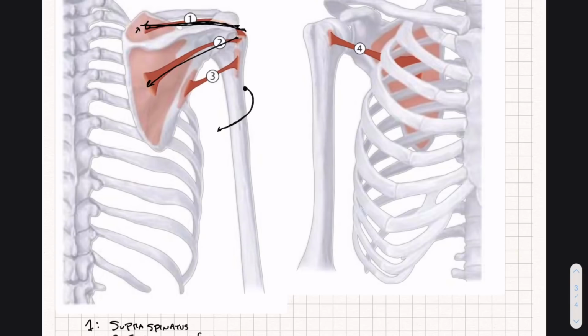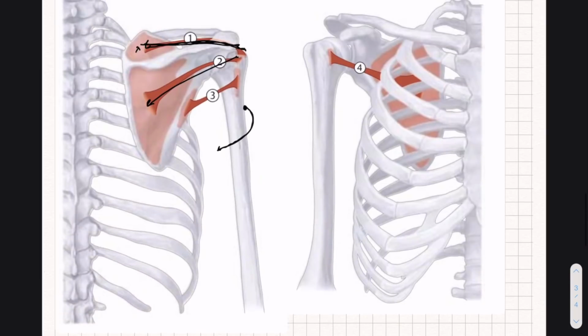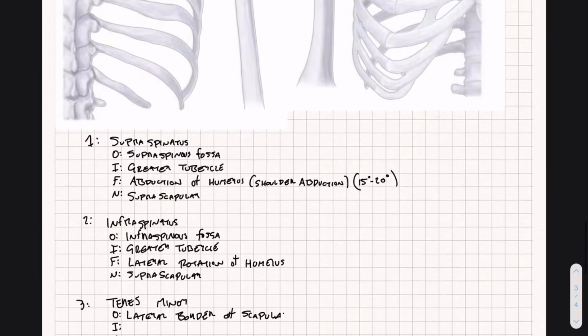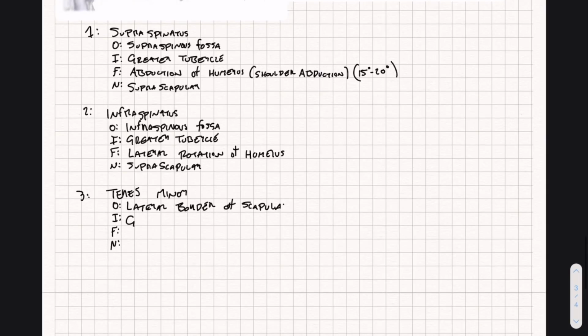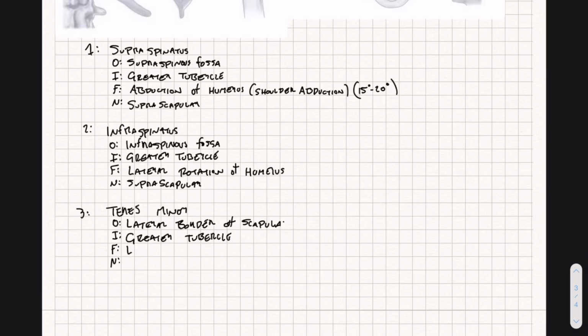Okay, so origin is the non-movable part. We can see it's coming from that scapula. That's like the lateral border of the scapula, so that's what we're going to say. Okay, its insertion, again, we just simplify it and we say greater tubercle. Okay, its function is the exact same as the infraspinatus. It's that lateral.